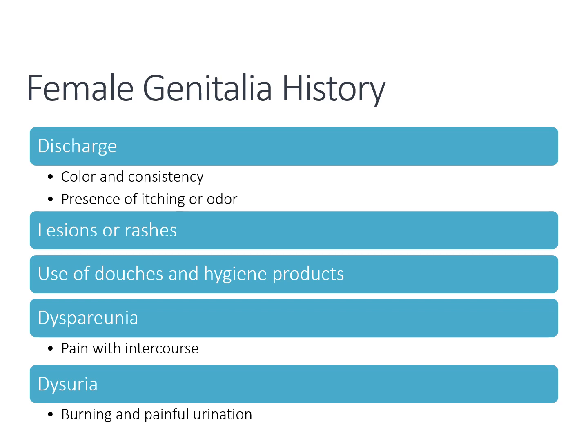It is important to ask questions such as if they are having any discharge, and if they are, have them describe it for you. Is it a milky discharge? Is it clear? Does it have an odor? Does it itch? Is there anything about that discharge? Perhaps it happens all the time, perhaps it only occurs at certain times. Has the patient noticed any lesions or rashes in their perineal area? Do they use douches or hygiene products, as these can create irritation or can create further problems? Do they have pain with intercourse or burning or painful urination that they need to tell you about?